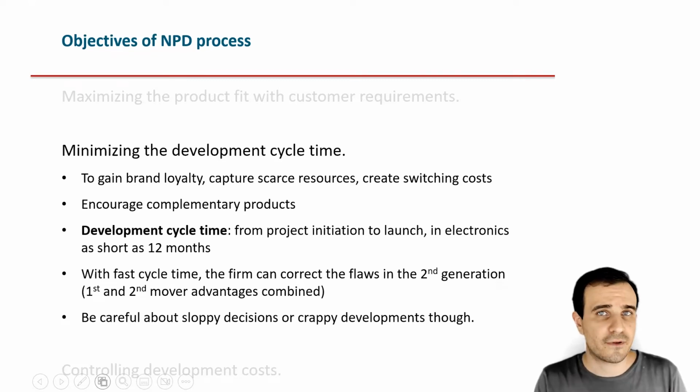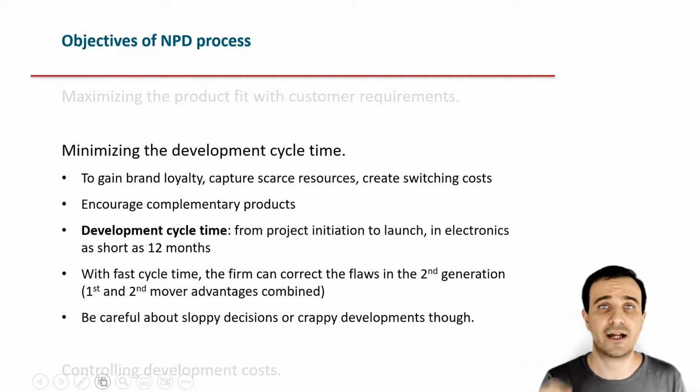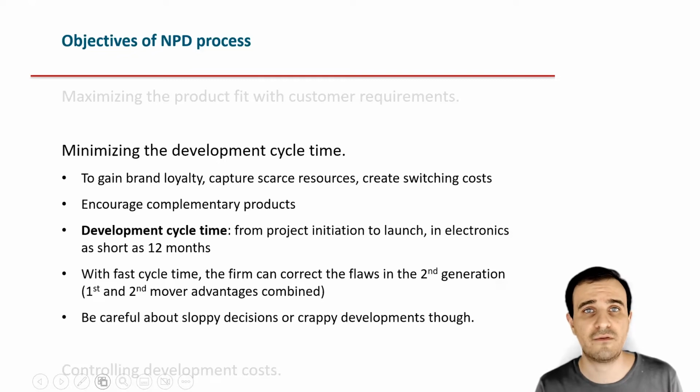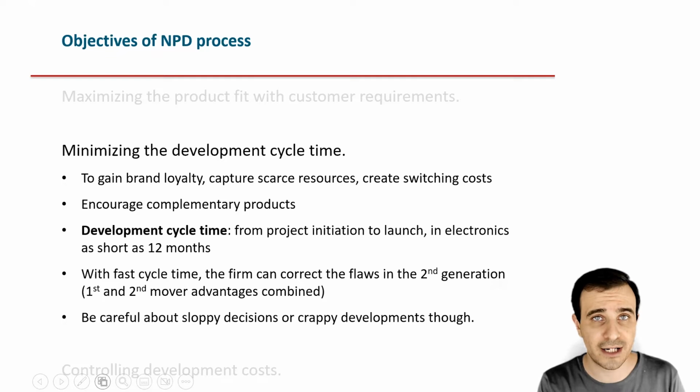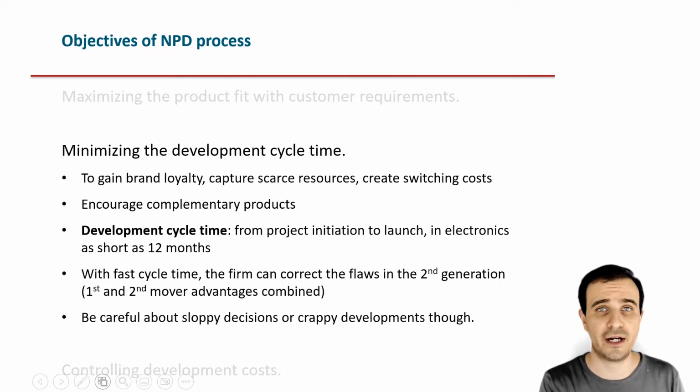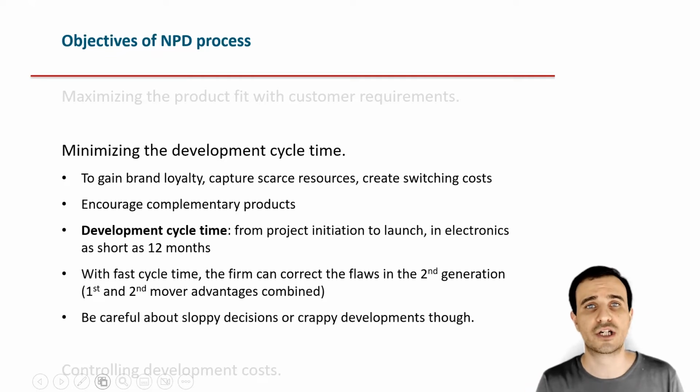And of course, if you want to be a first mover, you need to minimize the development cycle time. The faster your development cycle time, the more likely you are to be a first mover in the market and to be ahead of competitors and to initiate a new S-curve of technology development and consequently the S-curve of technology adoption. So a few reasons to minimize the development cycle time will include to gain brand loyalty.